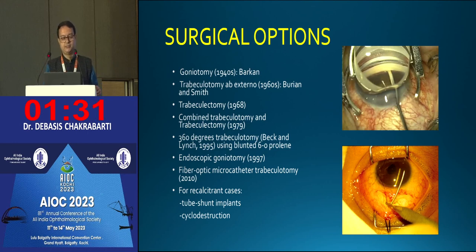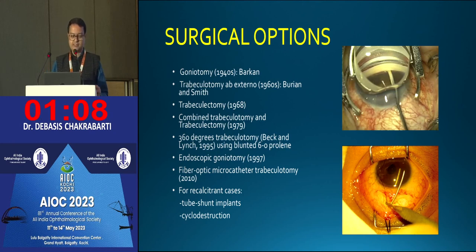Initially, the first surgery described was goniotomy in the 1940s by Barkan, then trabeculotomy ab externo in 1960 by Burian and Smith. Then trabeculectomy was described for adult glaucoma by Cairns in 1968, and subsequently it was done for pediatric glaucomas also. Then combined trabeculotomy with trabeculectomy in 1979.